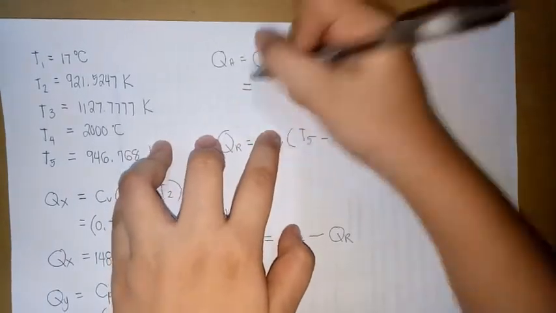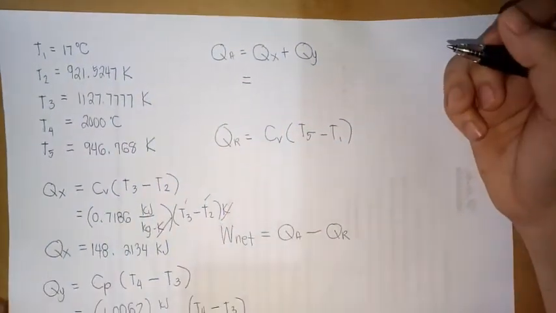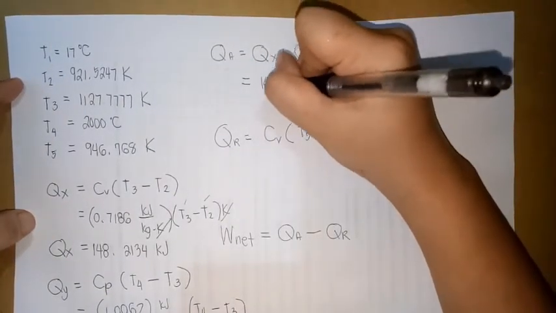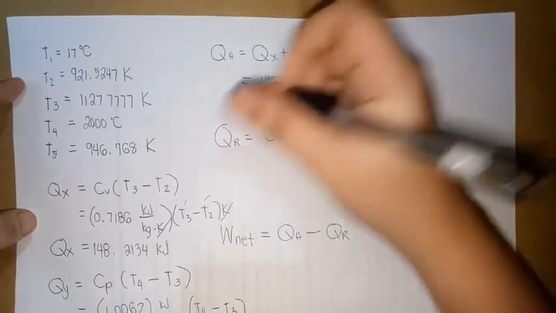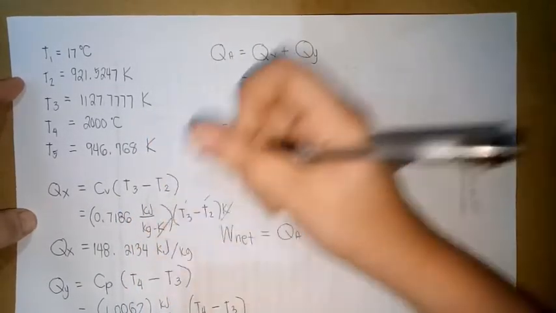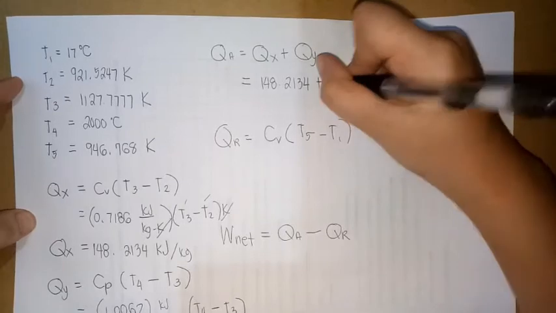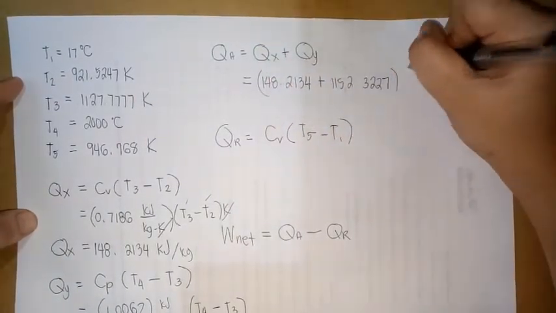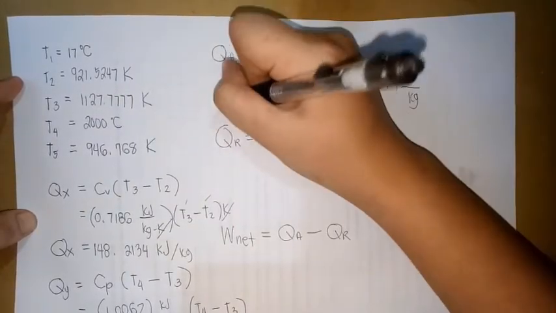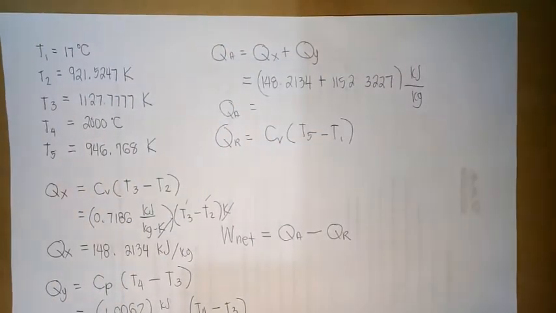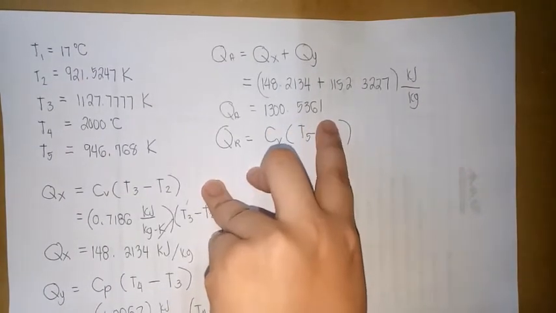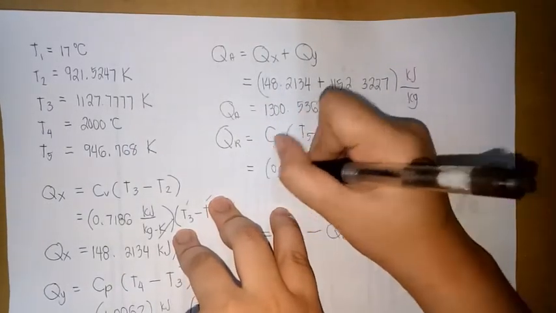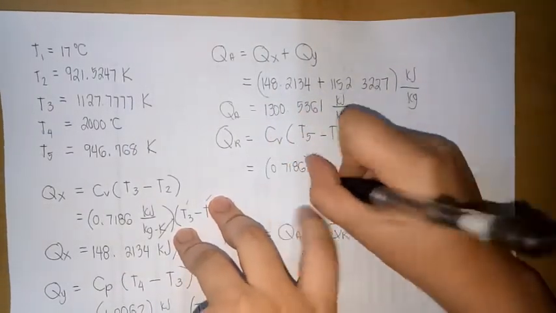Now, let's proceed sa pagkuha ng QA. So, QA is just the sum. Yung total heat added is just the sum of QX and QY. So, adding these two, ang ating makukuhang sagot, ang unit niya is kilojoules per kilogram. Equivalent sa QA sa 1,300.5361 kilojoules per kilogram.